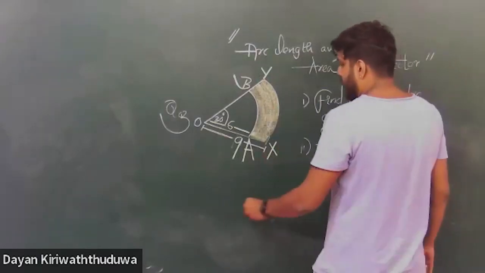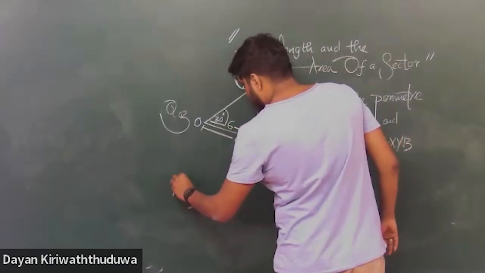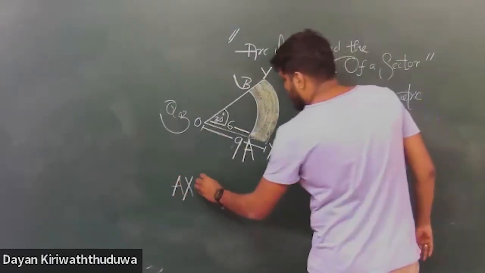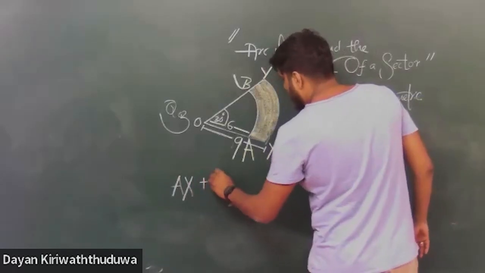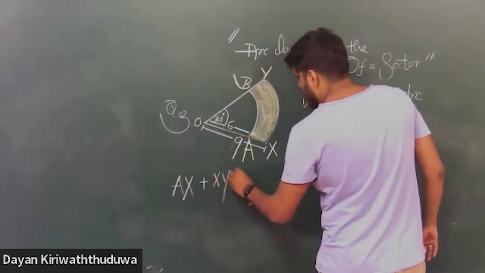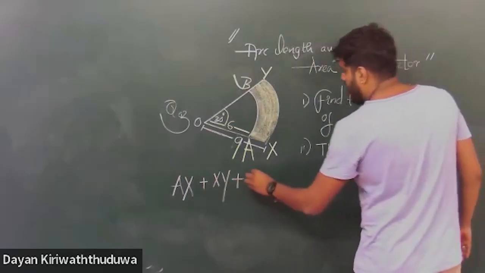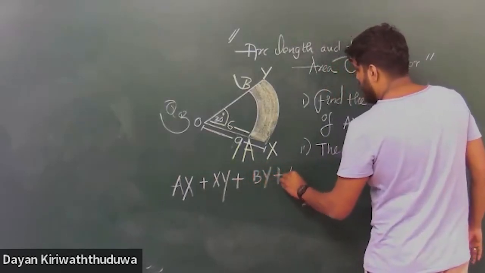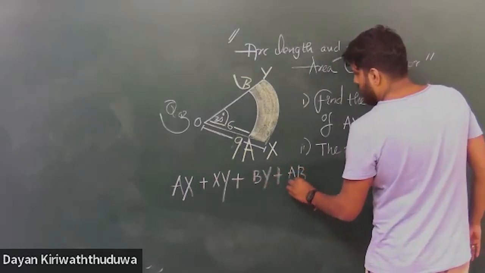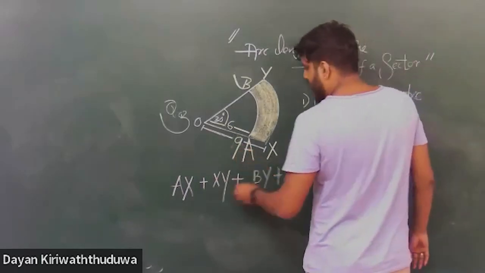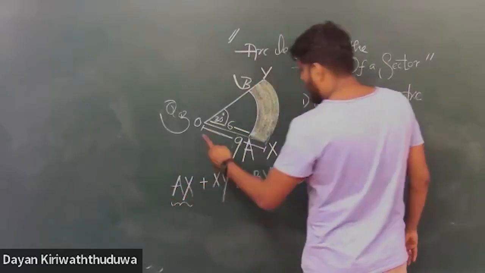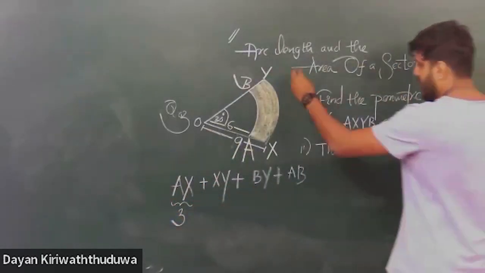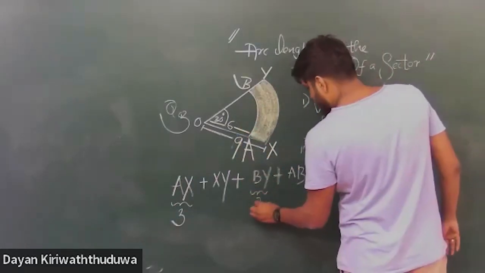So first of all, the perimeter. So AX plus XY plus BY plus AB, isn't it? It's a fact that AX is just a length 9 minus 6, that is 3 units, isn't it? And similarly, BY is 3 units.